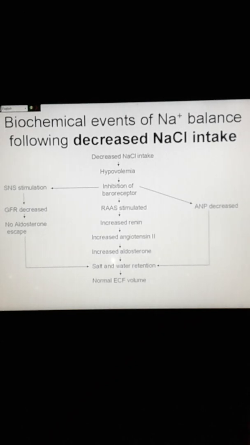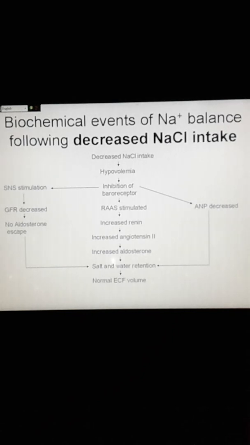Here are the biochemical events of sodium balance occurring with decreased sodium chloride intake. You see that here the reverse things occur to what previously occurred when there was increased sodium chloride intake. The chart is just reverse. Decreased sodium chloride intake causes hypovolemia, which causes inhibition of the baroreceptor. Inhibition of the baroreceptor activates 3 mechanisms. Number 1, stimulation of the sympathetic nervous system. Number 2, stimulation of the renin-angiotensin-aldosterone system, but decreased atrial natriuretic peptide release from the heart.